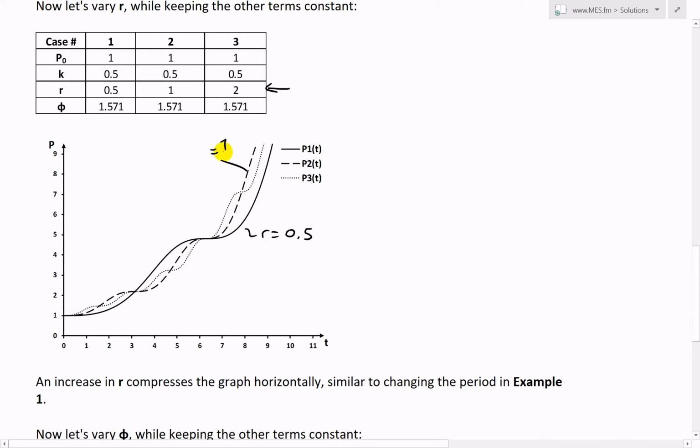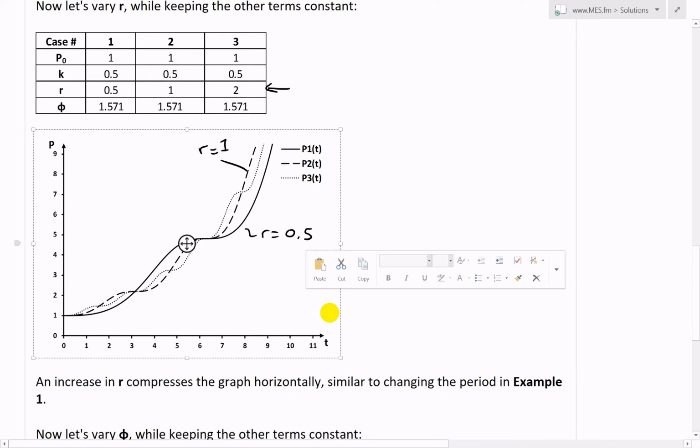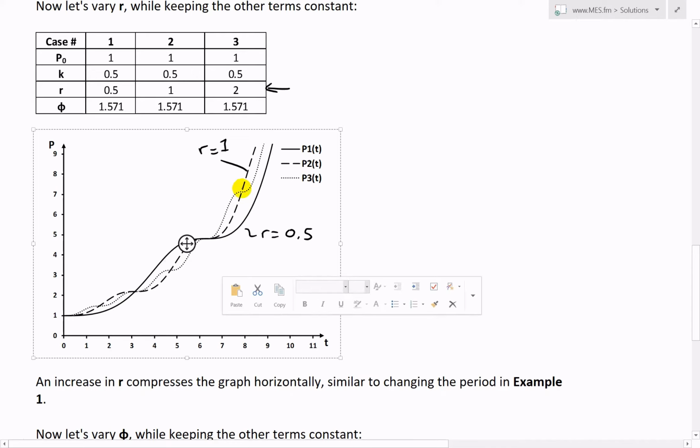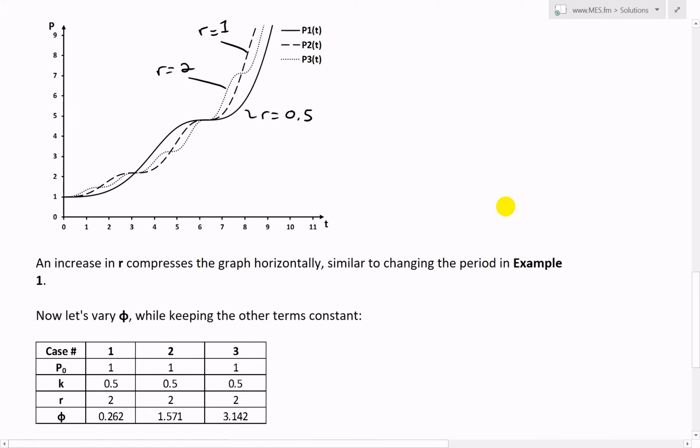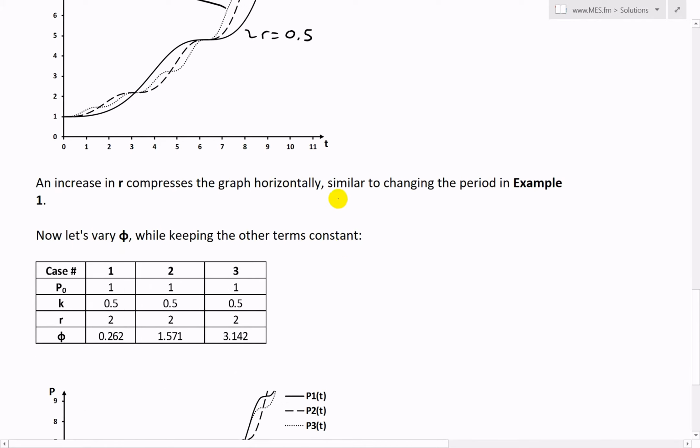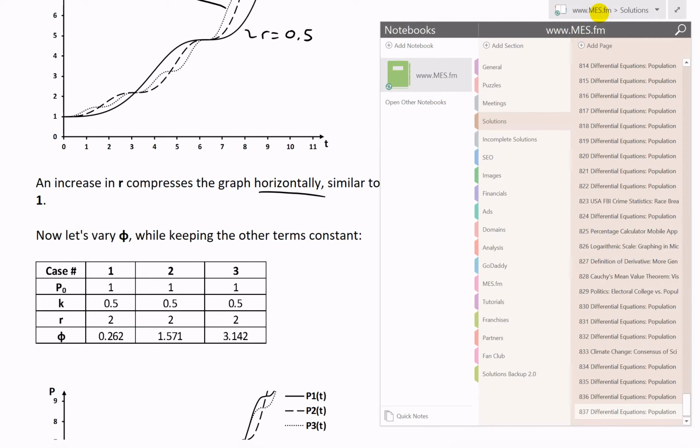As you can see, there is a compression here, basically this is the period, a compression horizontally. So this one has more curves to it, and then when R is equal to 2, which is P of 3, that's this dashed line, it's even more compressed. And basically, as stated here, an increase in R compresses the graph horizontally, similar to changing the period in example 1. And now I'll go over example 1 right here.